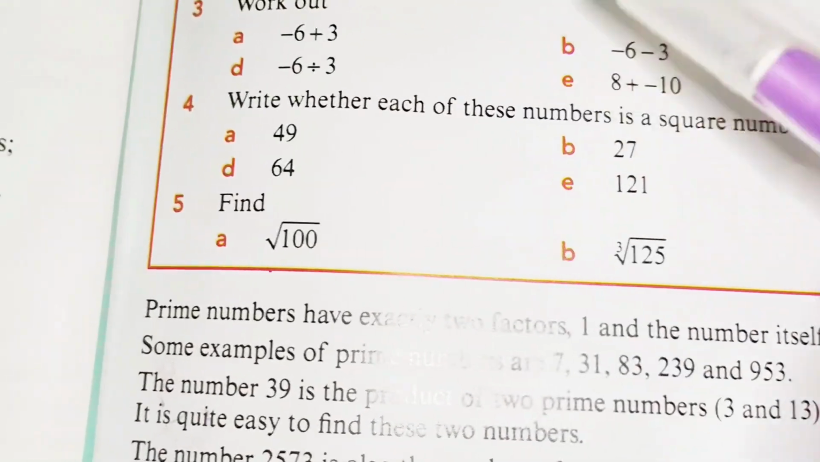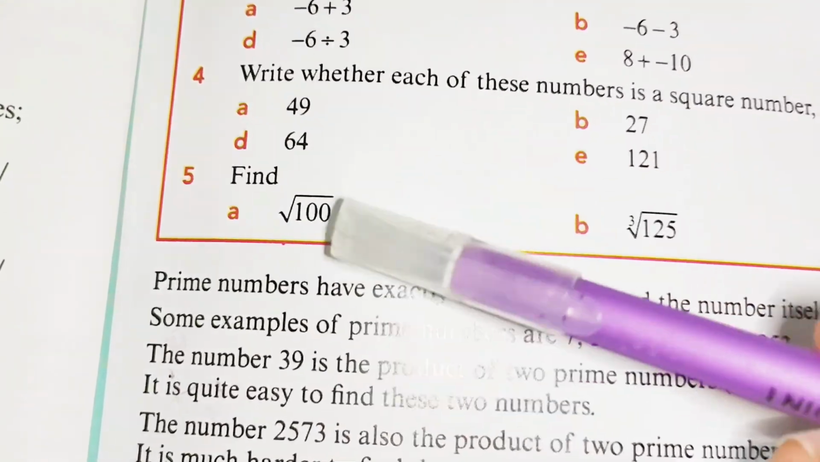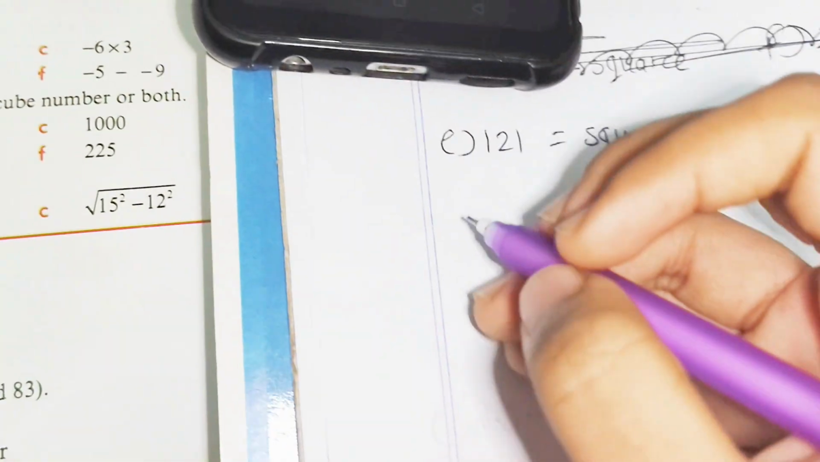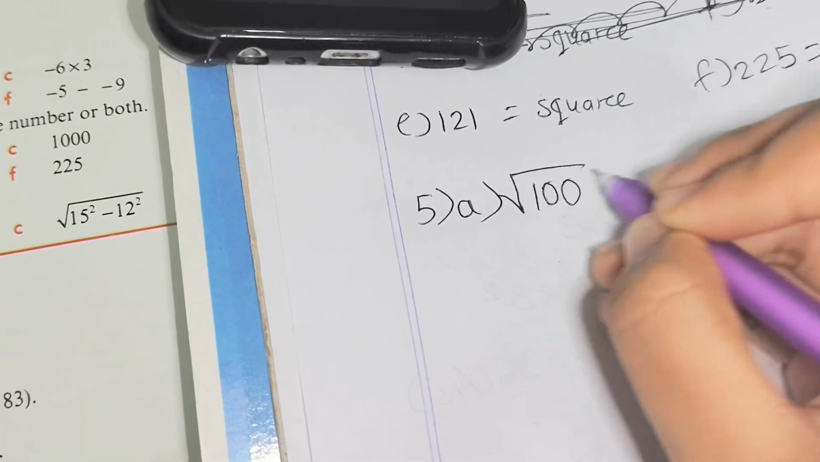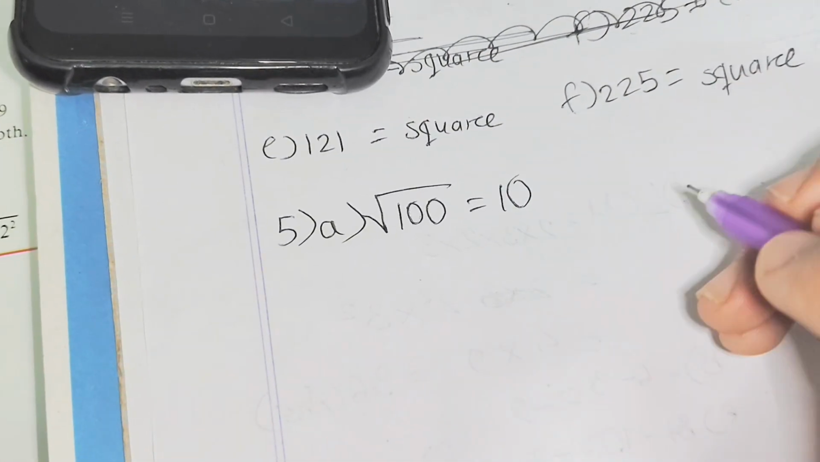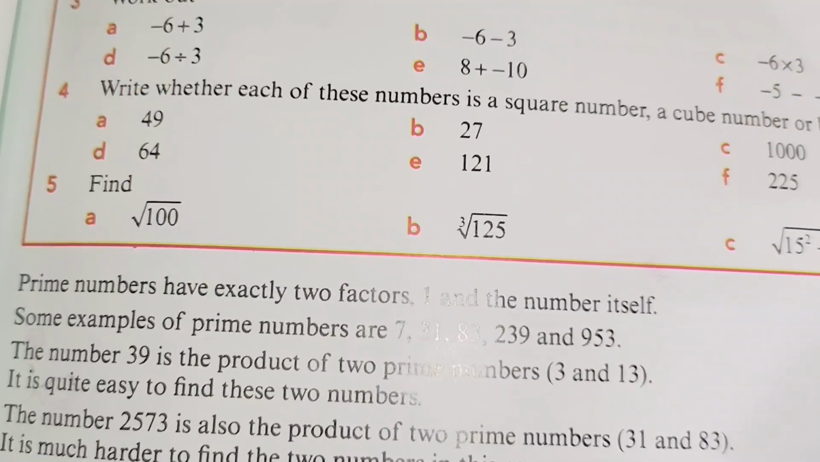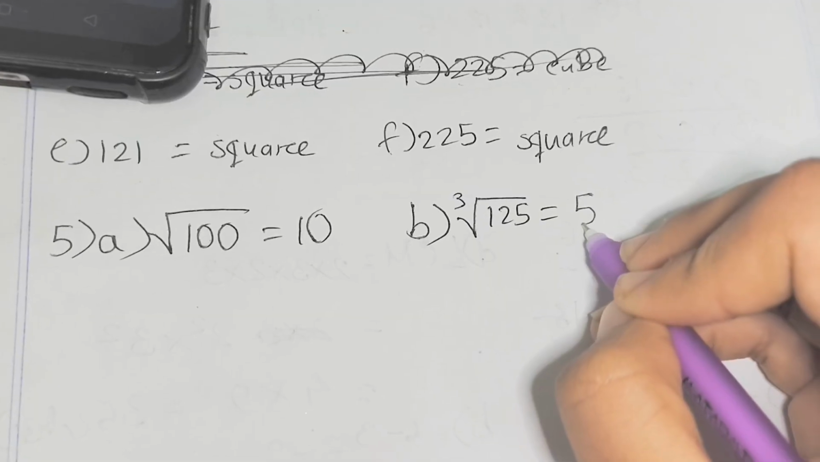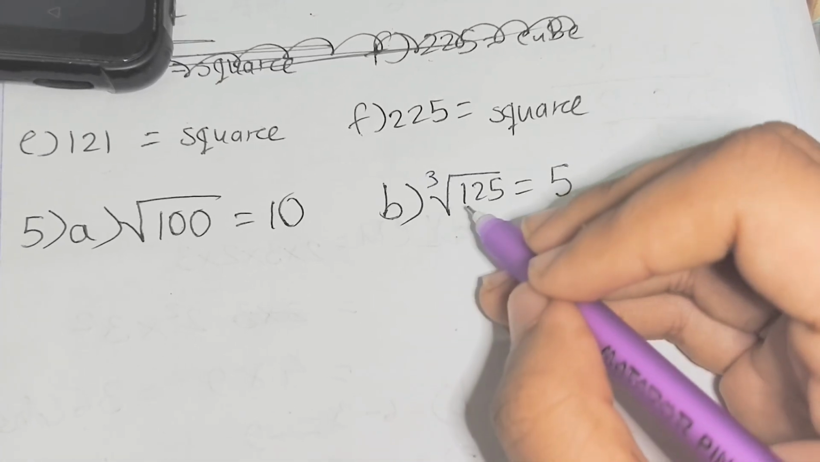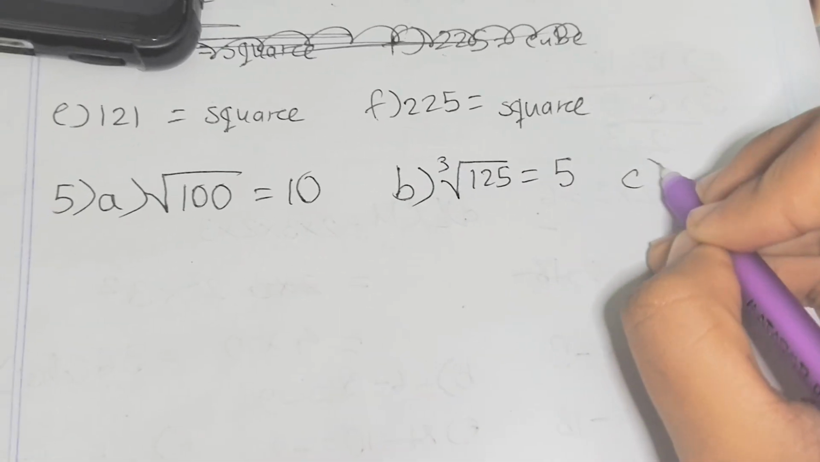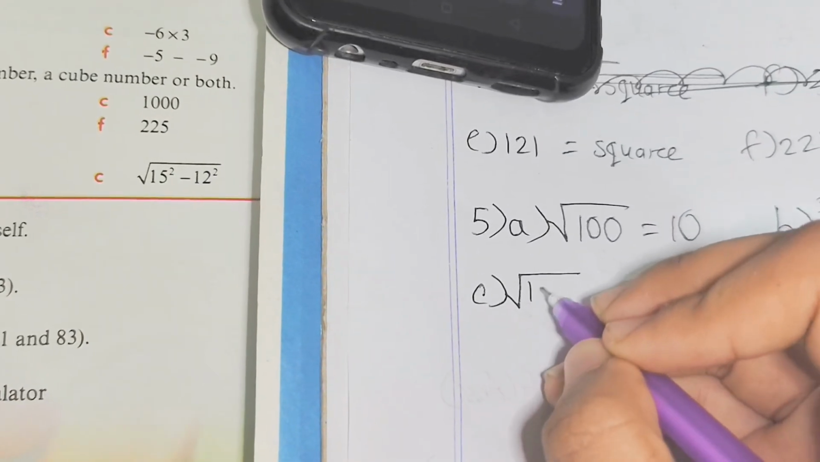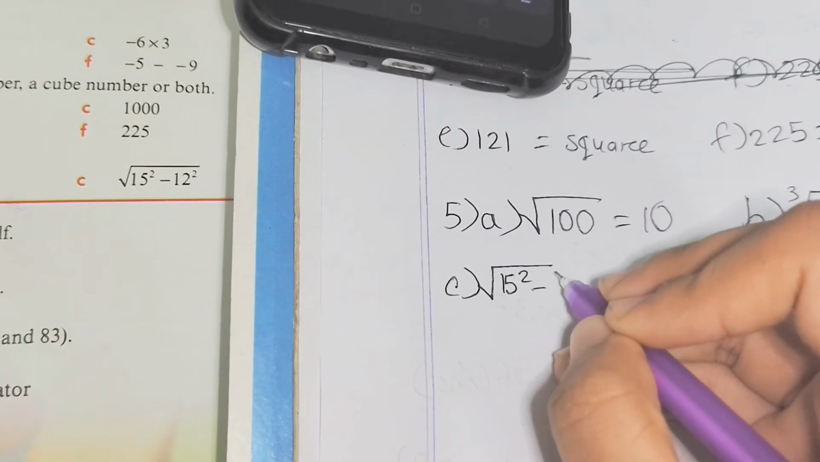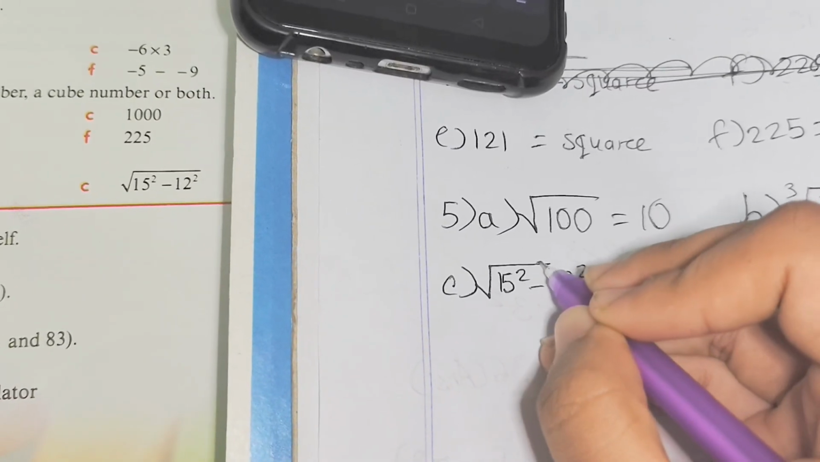Now number 5, finally: find the square root of 100. So 5a, the square root of 100, is obviously 10. Number B, the cube root of 125, is going to be equal to 5, as 5 times 5 times 5 equals 125. Then we go to number C, the square root of 15 squared minus 12 squared.